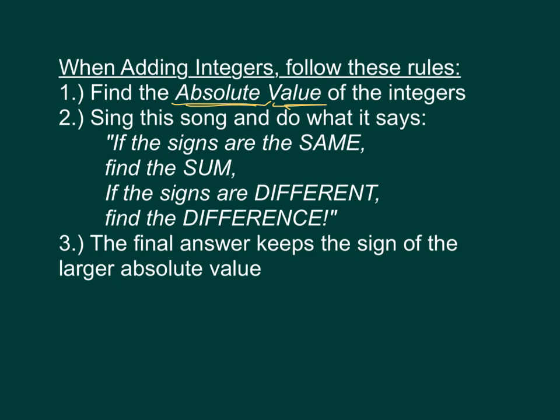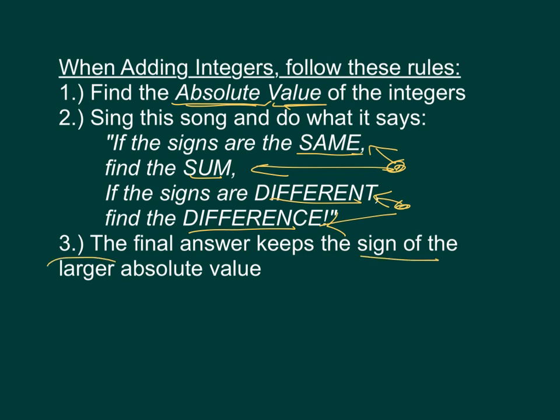If the signs are the same, find the sum. If the signs are different, find the difference. Now, the fun part about this is that you see same and sum, well, they go together. And different and difference also go together, so it makes it easier to remember. And then your final answer always keeps the sign of the larger absolute value. I know many of you want to say the larger number, but let's keep in mind that it's always the larger absolute value.